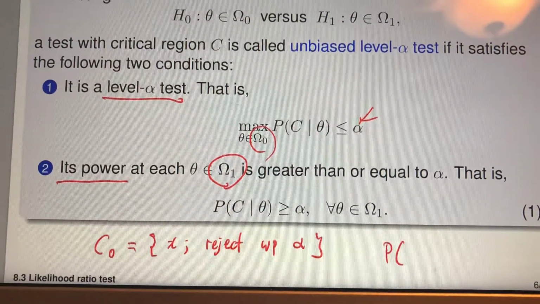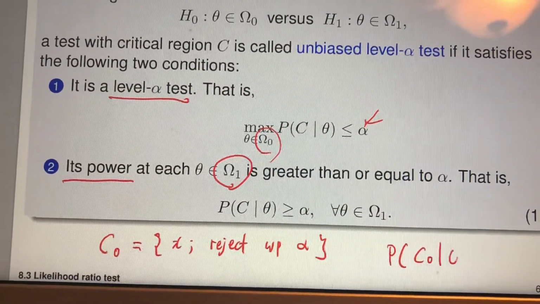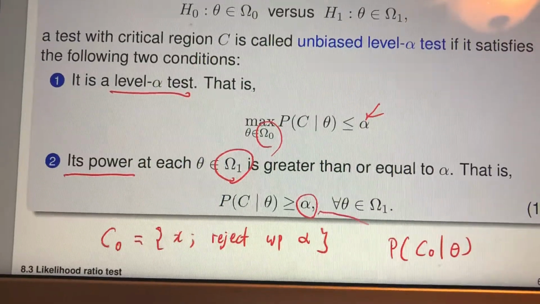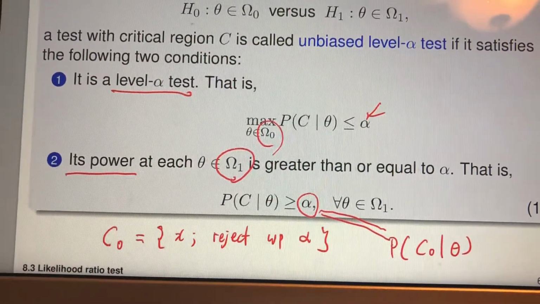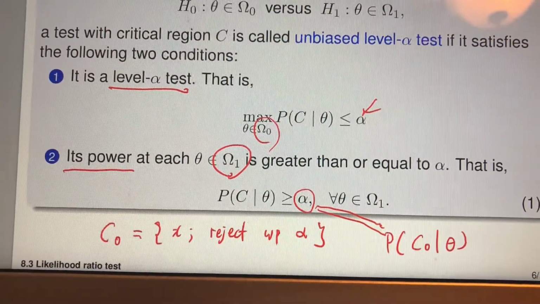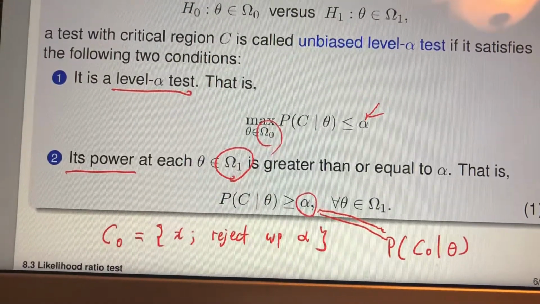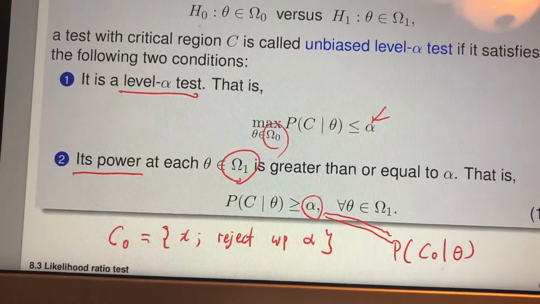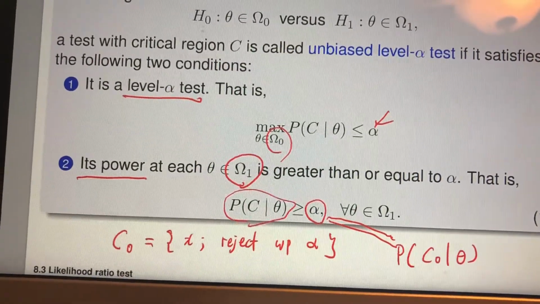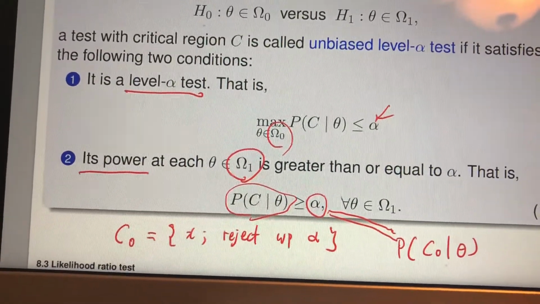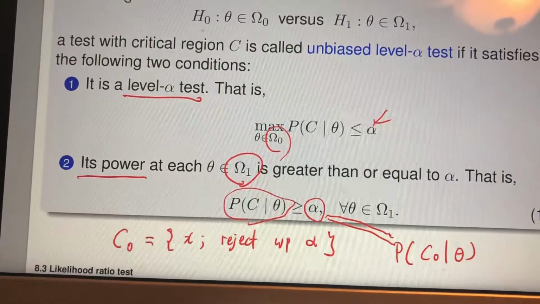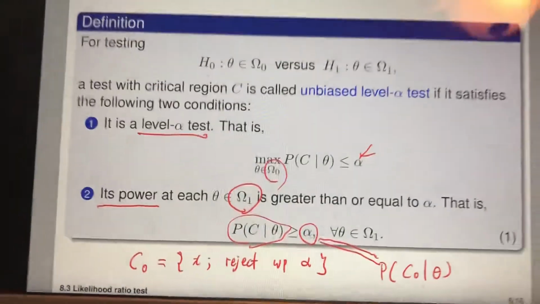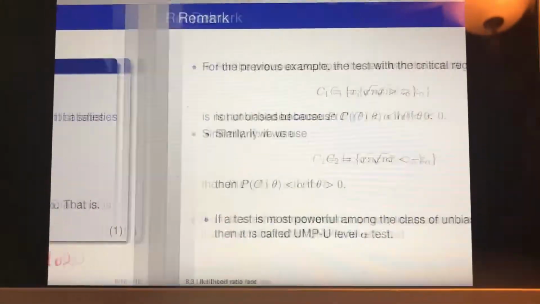That means we don't actually use any observation, we just randomly reject. Then the power of the trivial test is also alpha, and so we want our test to be at least better than the power of the trivial test. That is the meaning of unbiasedness.